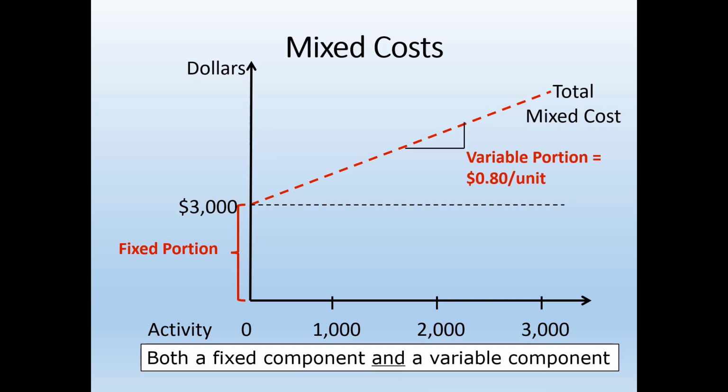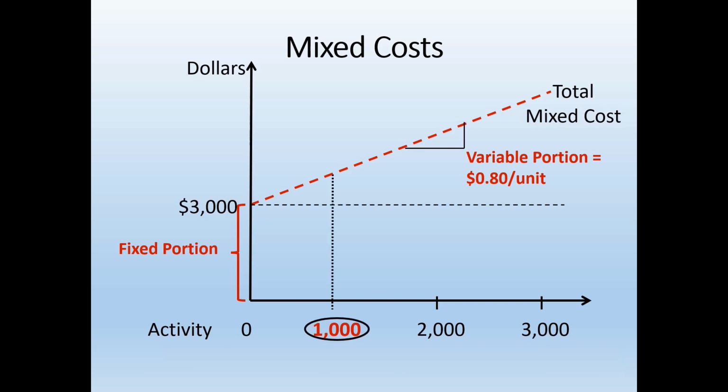But on top of the fixed component, the total mixed cost also has a variable component, in this case 80 cents per unit. For example, to find the total mixed costs, if the firm expects to make 1,000 units, we would go up on the graph from 1,000 units and across to the y-axis.